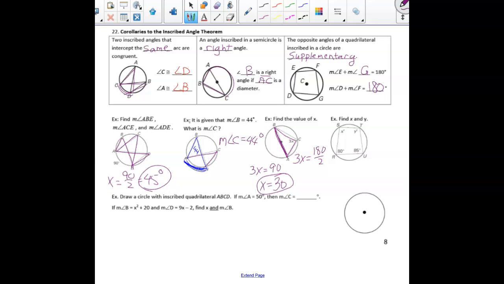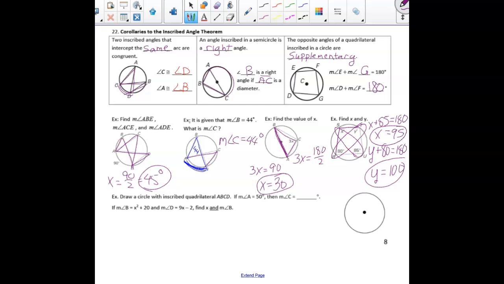Let's find x and y. Well, opposite angles equal 180. So x plus 85 equals 180, so x is 95. y plus 80 equals 180, so y is 100.